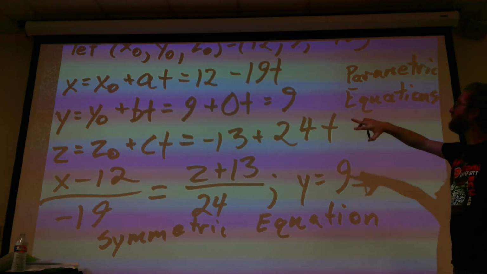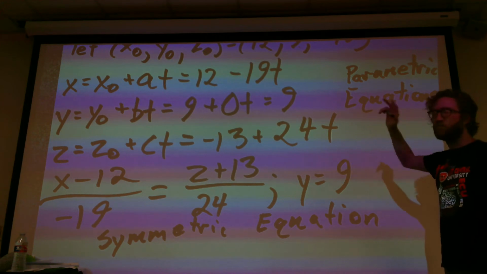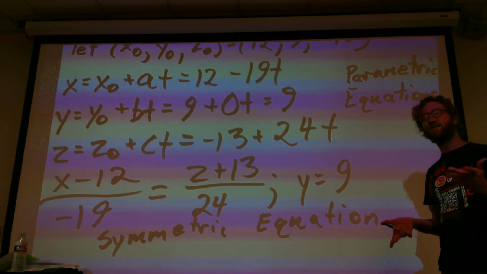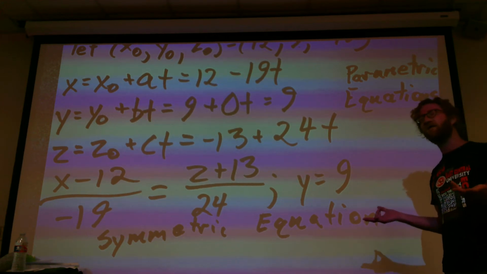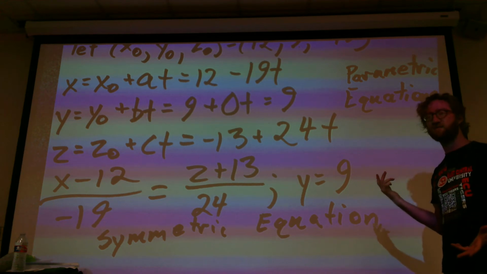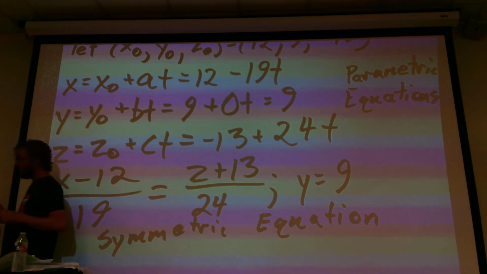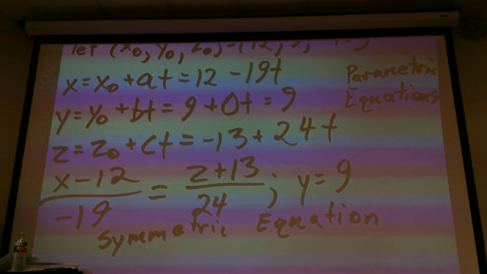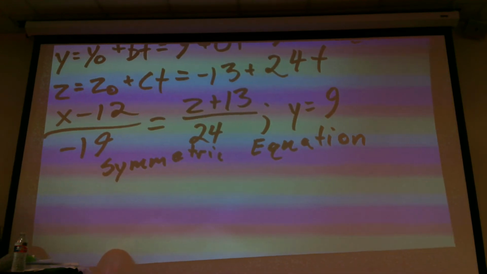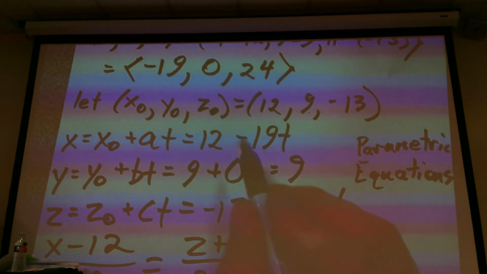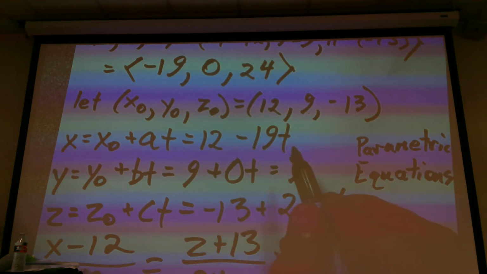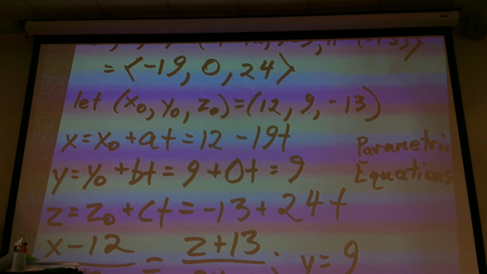Instead of writing it out like this, what if we wanted to represent it in terms of I, J, and K? The x-axis, the y-axis, and the z-axis, right? So, another representation of this line. Okay, so I've got my x component right here, 12 minus 19t. So that's going to be associated with I.